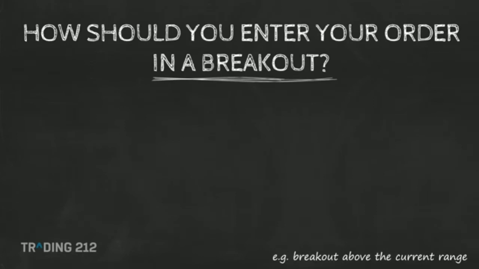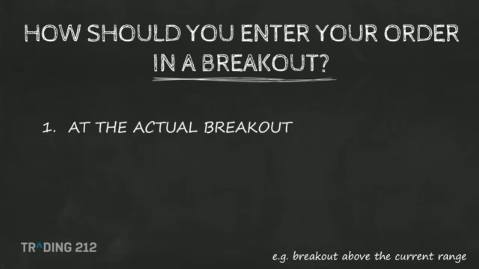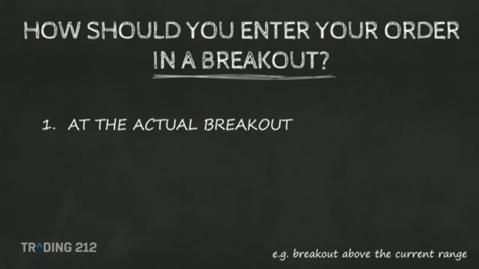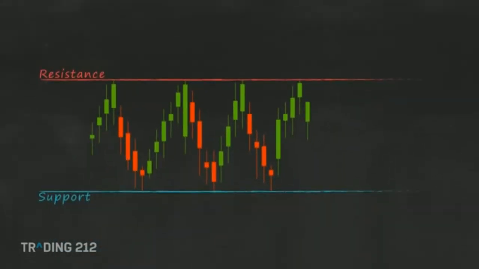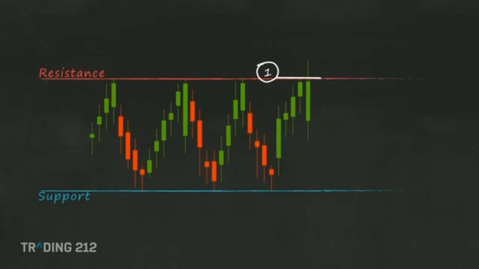So there are several ways to enter the market at a breakout, all depending on your trading style and risk tolerance. The first is at the actual breakout. To trade at the breakout, you would need to devote more time to actually watching the market so that you can place a market order whenever the breakout occurs. This is the most risky entry point as the movement has not been confirmed and there's a high chance that the price will move back into the trading range.